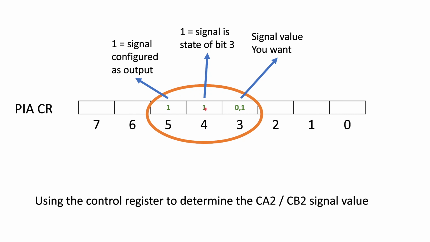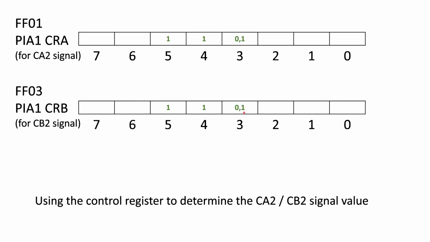When we set bit 4 to 1, that says that whatever bit 3 is set to will be the value of the signal. And that leaves bit 3 for us to set to be whatever we want. So if we want to send out a 0, we set bit 3 to 0. If we want to send out a 1, we set bit 3 to be 1. Now, of course, there are two of these we're concerned with, because we're concerned with both the CA2 signal and the CB2 signal. So we're using control register A and control register B from the PIA1.